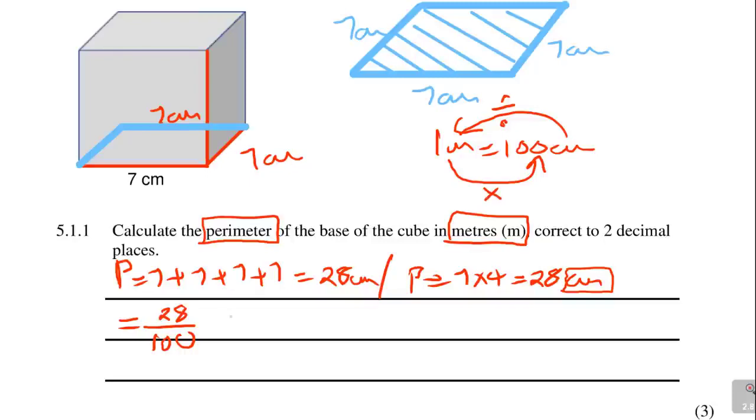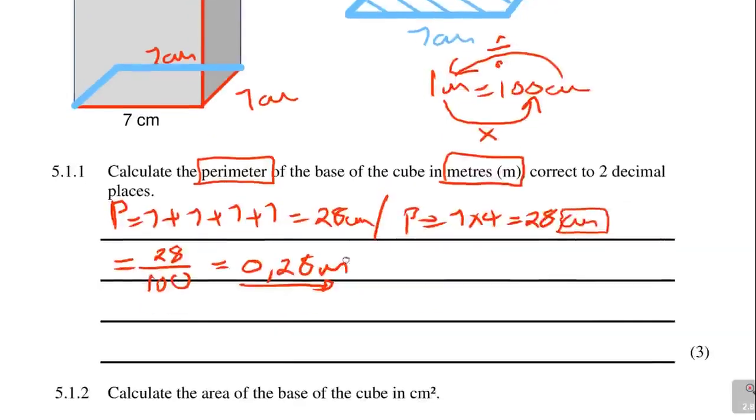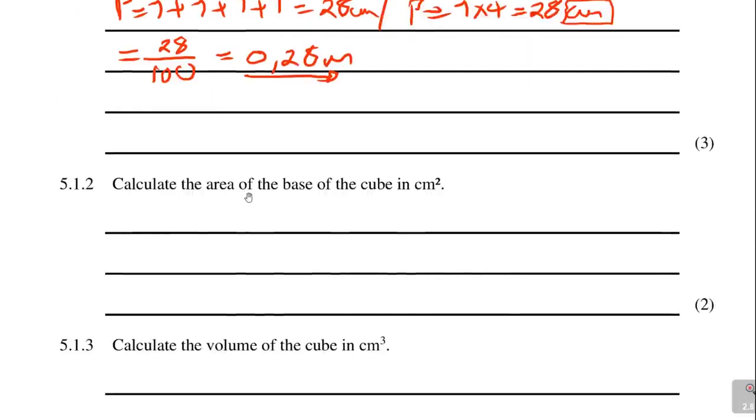And then when you do that, which is equal to, take a calculator, which is 0.28. They say to 2 decimal places, then that becomes the answer. So now you can do that with the calculator. You take your calculator, just want to show you, and then you just divide 28 over 100, then equal to, you press and get 0.28, but it's in meters. Alright, that's the perimeter. And then calculate the area of the base of the cube in centimeters squared.